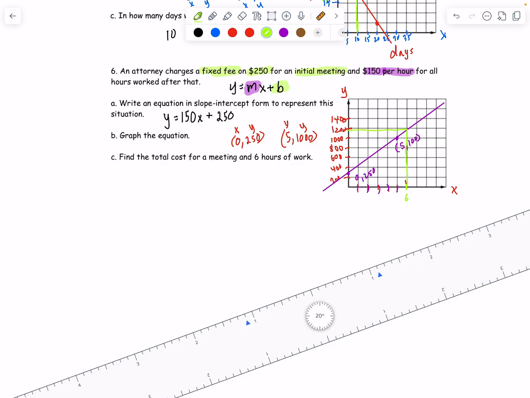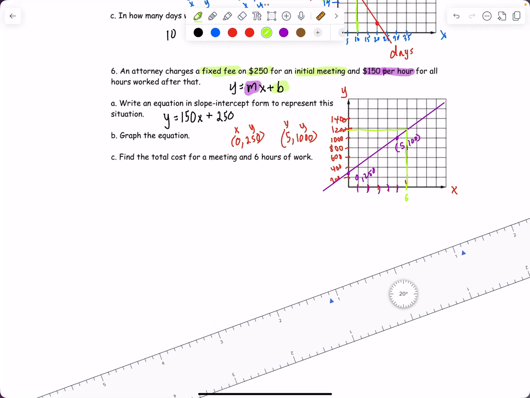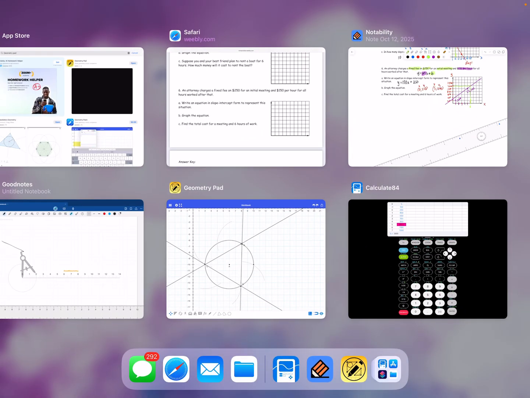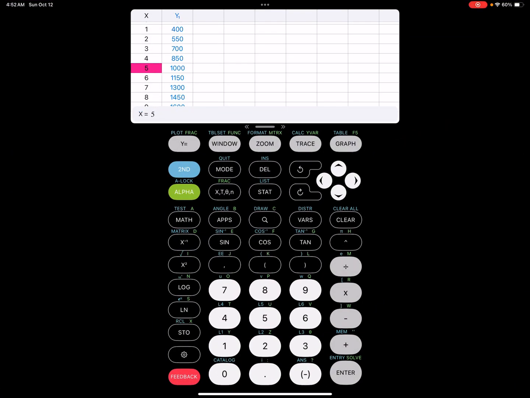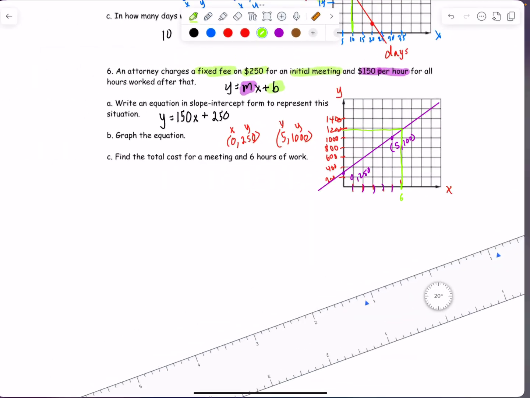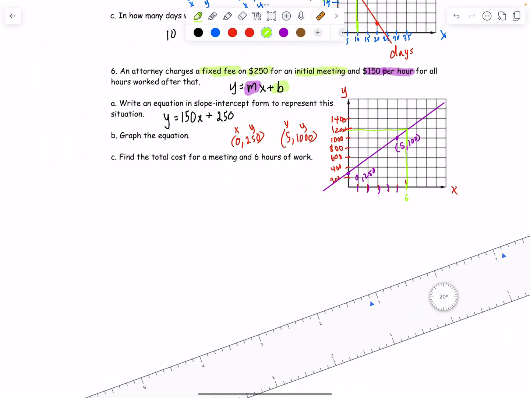We can also just go to our calculator and look at our table of values. And I'm going to go to where x is 6. Oh, and I see it. So after 6 hours, it's 1,150. So the total cost of the meeting and 6 hours of work would be 1,150. That's it.